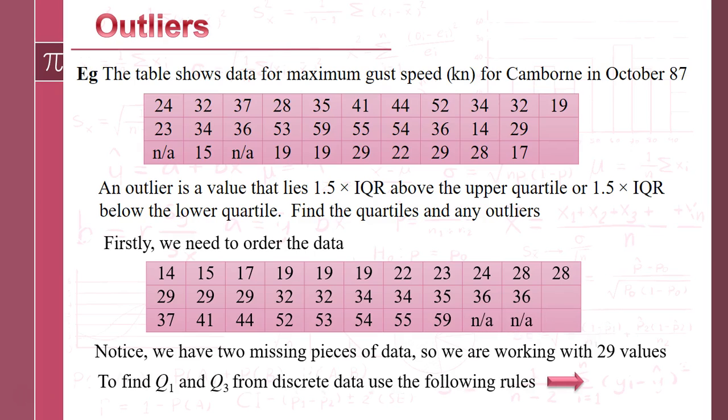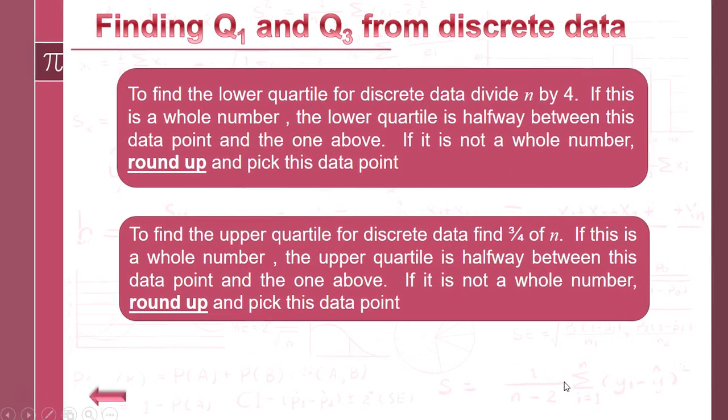Now, the rules for finding where your quartiles are located are different for discrete compared to grouped data, and I'm going to go with the definitions given in the Edexcel textbook. For the lower quartile for discrete data, just do n divided by 4. If that's a whole number, then go halfway, but if it's not a whole number, then round up. The same thing applies for the upper quartile, but instead of divided by 4, it's 3/4 of n. So those are the definitions we're going to use.